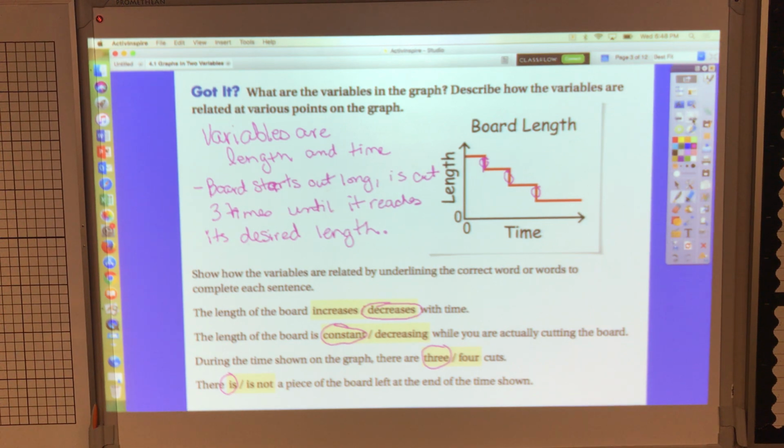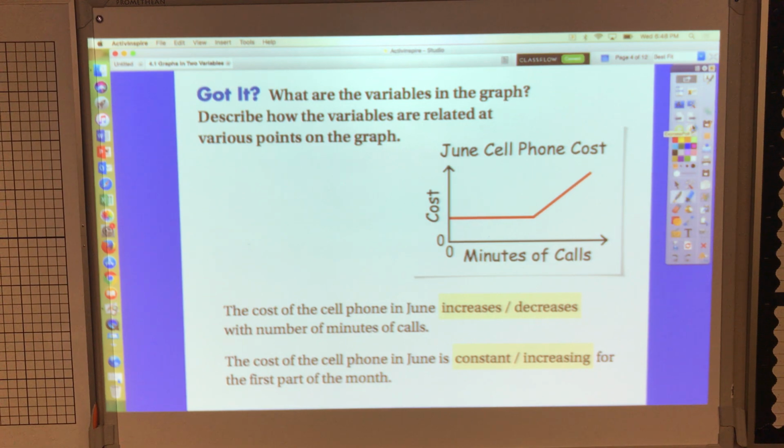Let's look at another one of those. What are the variables in this graph? Describe how the variables are related at various points on the graph. Your variables are the labels on your x and your y. So our variables for this problem are the cost and the number of minutes of calls. Again, we can find that in the label on our y-axis and the label on our x-axis.